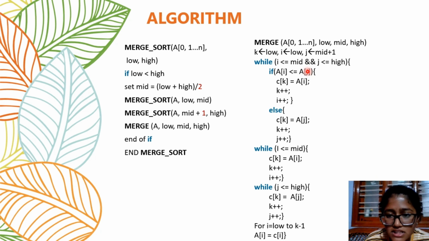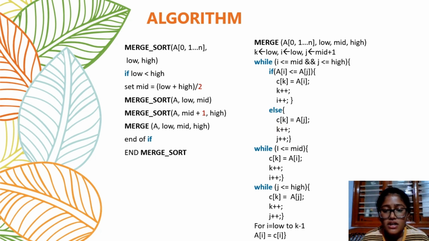If a of i is smaller than the a of j content, then we would add the content that is in the ith position into the new array, that is the result, and then we would increment k and i. If it is not satisfying, then we would obviously consider this one smaller and this one larger, so the smaller one we would move onto the result list, that is the sorted array.